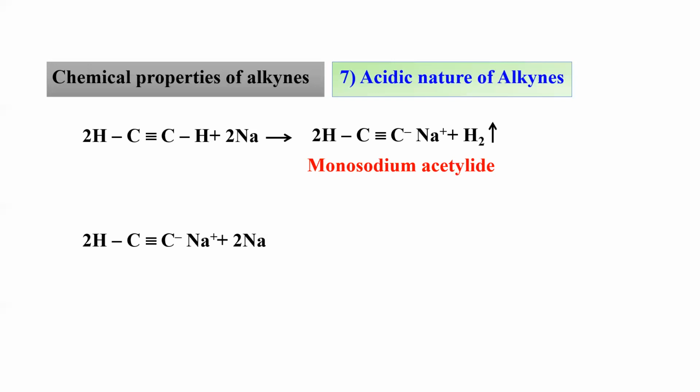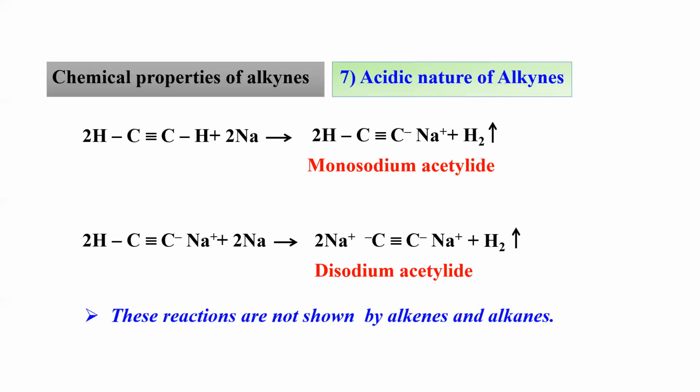This monosodium acetylide further reacts with sodium, if it is present in excess, to remove the other hydrogen that is attached as well, to form disodium acetylide and evolution of hydrogen. Clear? So what is basically happening in these two steps is removal of the hydrogen that is bonded to the triple bonded carbon atoms, because these carbons are highly electronegative. Why are they highly electronegative? Because of sp hybridization resulting in greater s character.